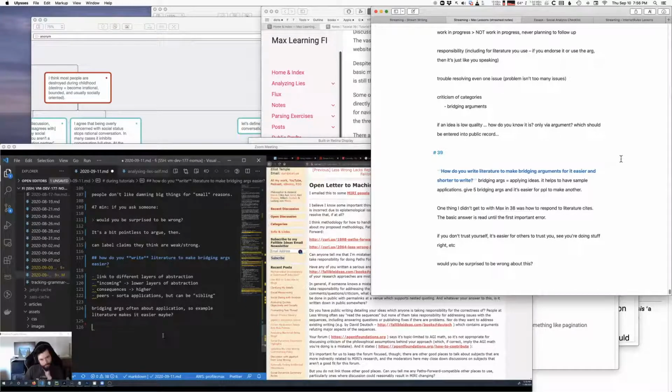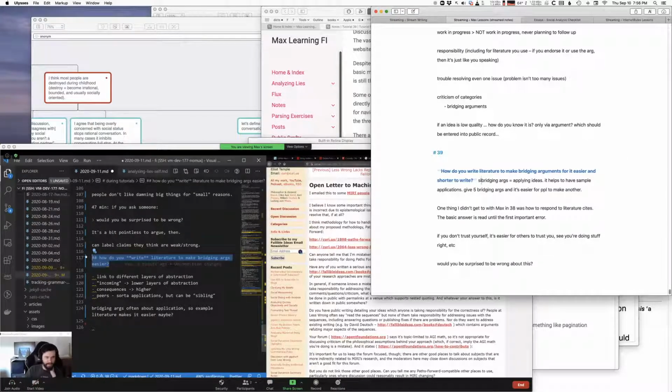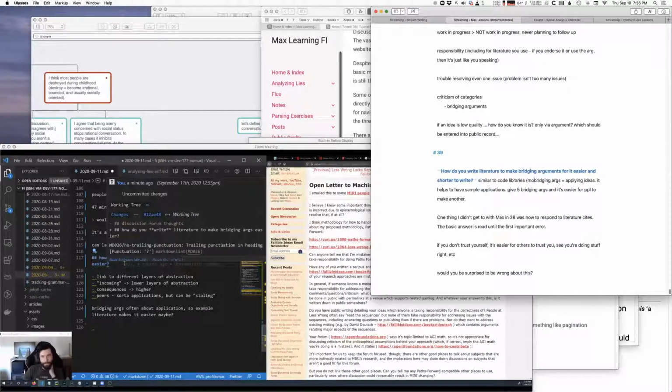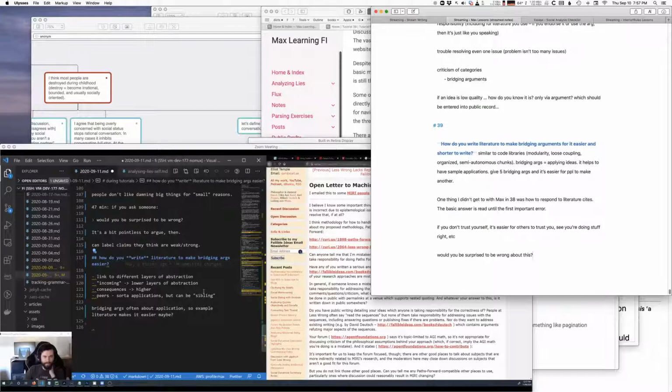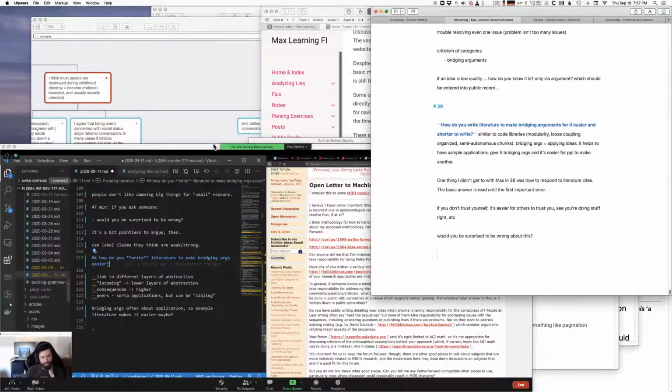I feel like to have a really good answer for this question, how do you actually do the writing of literature that makes bridging arguments easier to make? Well, one thing that occurs to me is that this question has to do with how you express the idea, as opposed to what the idea is. It's not which ideas are easier to make bridging arguments about. But I feel like there needs to be some research into the meta stuff around arguments and how they relate to each other to answer this well.